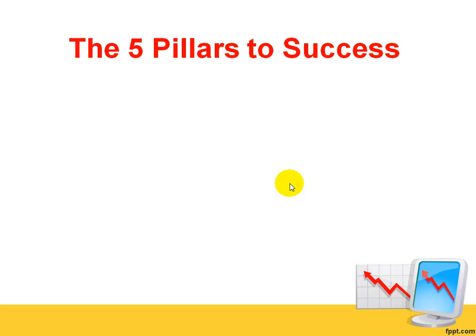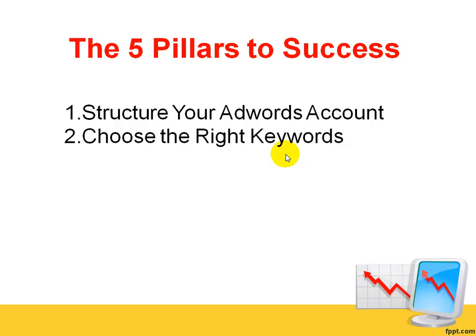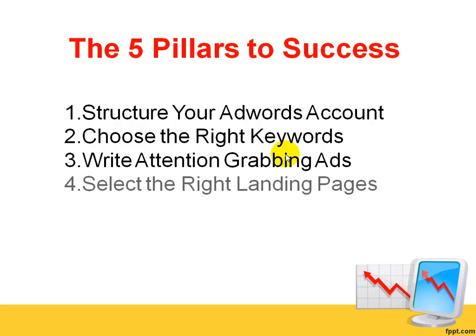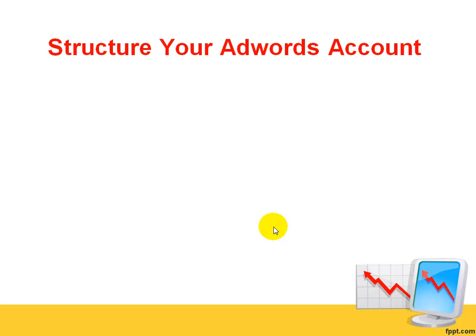Okay, according to Google, there are 5 pillars to success in a Google AdWords campaign. So let's have a quick look at them. The first one is structuring your AdWords account. Second one is choosing the right keywords. The third one is writing attention grabbing ads. Your fourth one is selecting the right landing pages, and your fifth one is tracking who became your customers. So, in theory, according to Google, if you get all these 5 right, then you'll have a successful AdWords campaign. So let's have a look at them in more detail.